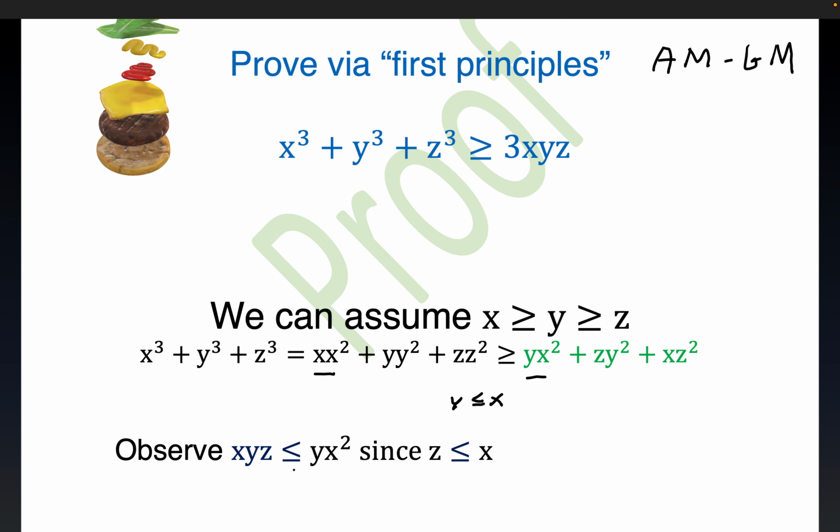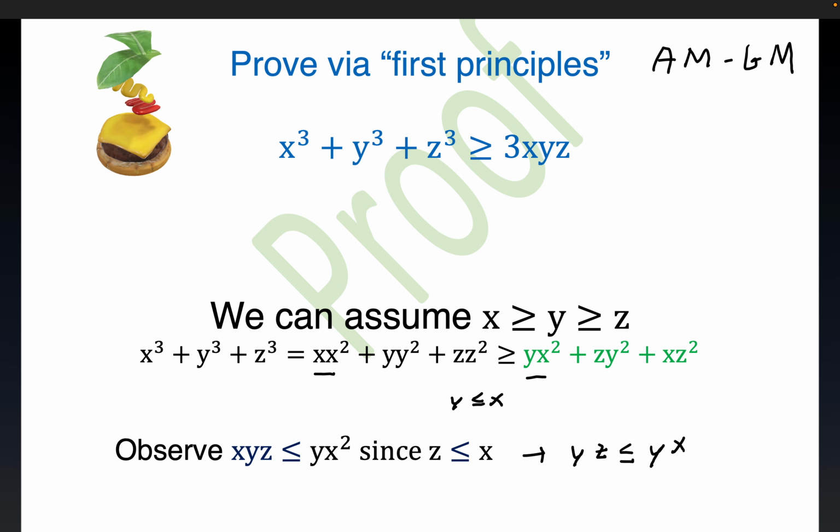But notice that we also have z is less than x, right? So if you multiply through by y, you would get what? yz is less than or equal to yx, right? Then finally, if you multiply through by x, you get what we're talking about right here. You would get xyz. See, that's what I mean by first principles. Nothing sophisticated.